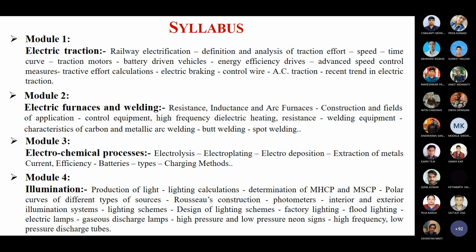Here we can see the different modules. Module 1 consists of electric traction. There are some sub modules, that is railway electrification: how the generation is there and how we are feeding the generation to the railway track through the substation, meaning traction substations. What are the basic specifications or ratings of our basic electrical appliances in our railways?